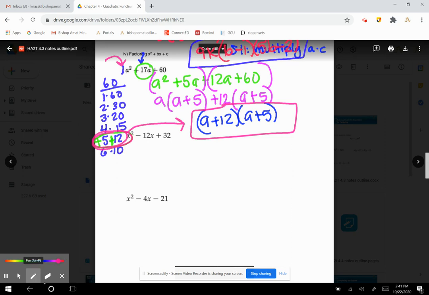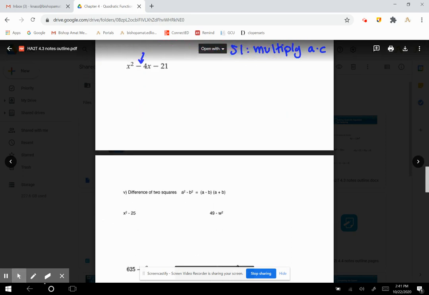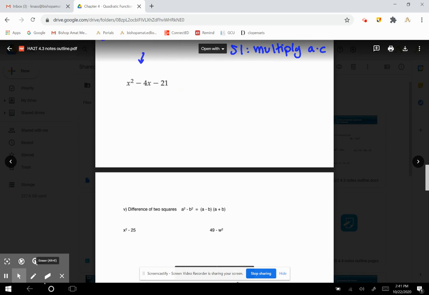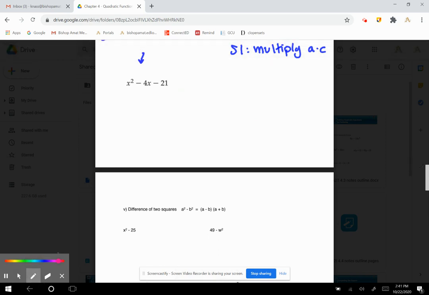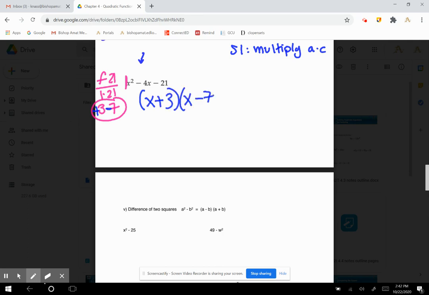Let's try x squared minus 4x minus 21. Okay, so factors of 21, right? Because there's a 1 here. So that's 1 and 21 and 3 and 7. Okay, which one of these gets you 4? Well, clearly we could see that it's 3 and 7. That's a negative 4, so the 7 is negative, the 3 is positive. Because the term in front of the x squared is 1, I can just go straight to my answer of x plus 3 and x minus 7.